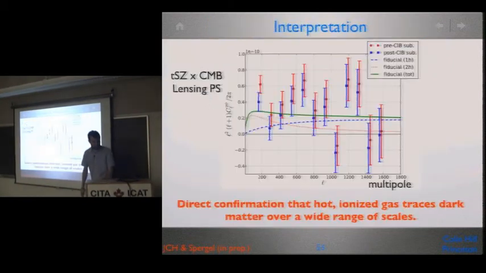So just to wrap this up, this is a direct confirmation that the hot ionized gas traced by TSZ is correlated with dark matter over a wide range of scales in the universe. So I think it's a nice thing to have confirmed about the universe.